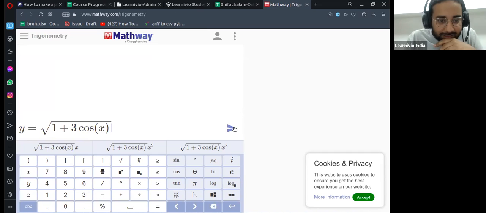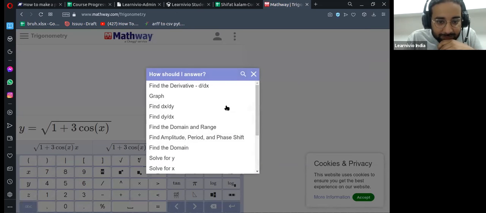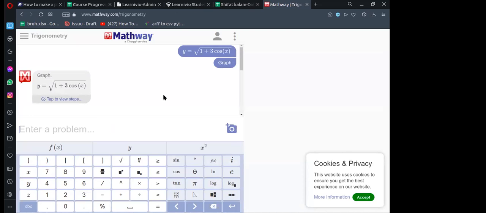Okay, is this a calculator? Am I seeing a calculator? Is that what I'm seeing? Oh, graph here. I think we have.